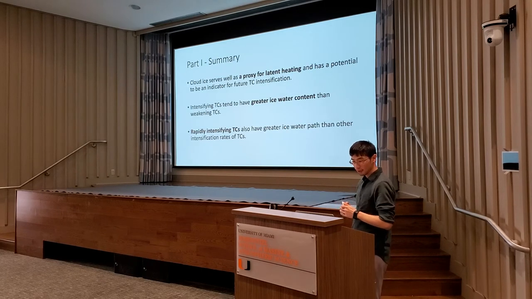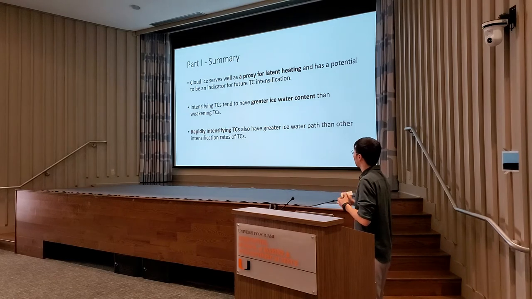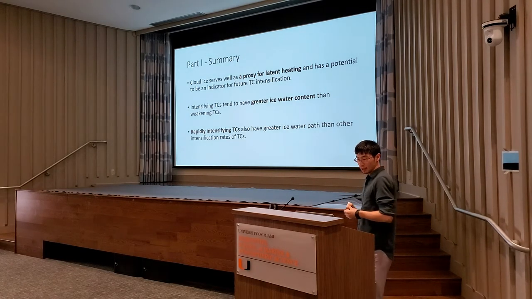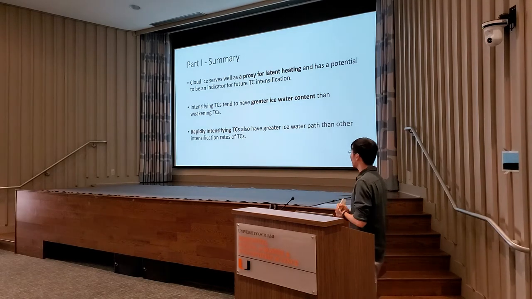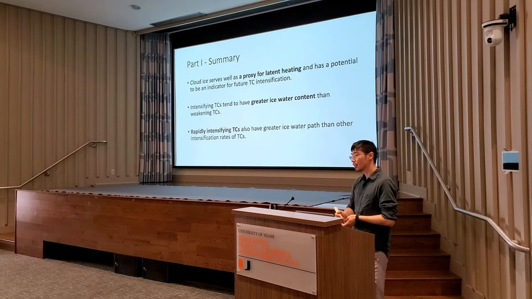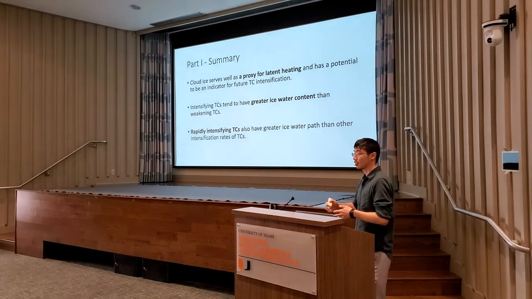So for part one, we know that cloud ice serves well as a proxy for latent heating and has the potential to be an indicator for TC intensification. We know that intensifying TCs tend to have a greater amount of ice water content than weakening TCs. In addition, rapidly intensifying TCs also have a greater ice water path than other intensification rates.